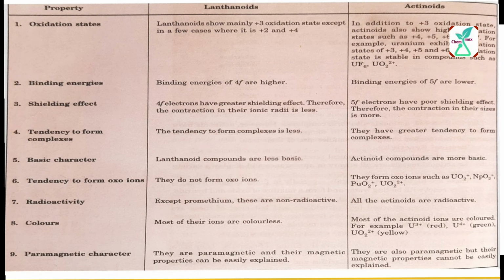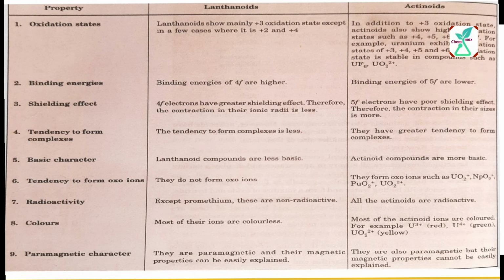Lanthanide compounds are less basic and actinide compounds are more basic. Lanthanides do not form oxo ions, whereas actinides can form oxo ions such as UO2+, NpO2+, PuO2+ and UO2 2+. Coming to radioactivity, except promethium, all lanthanides are non-radioactive elements. But actinides are all radioactive elements.